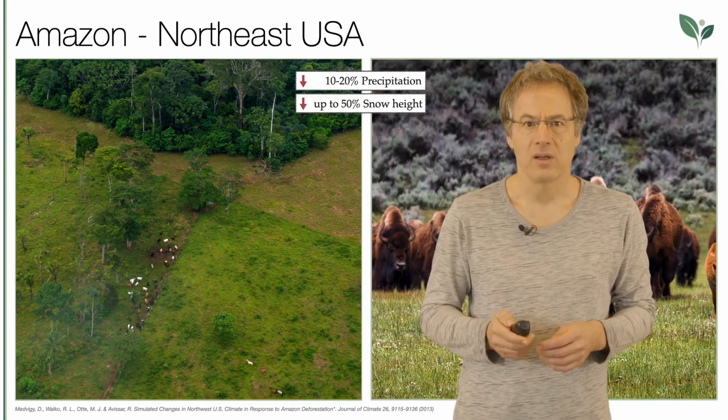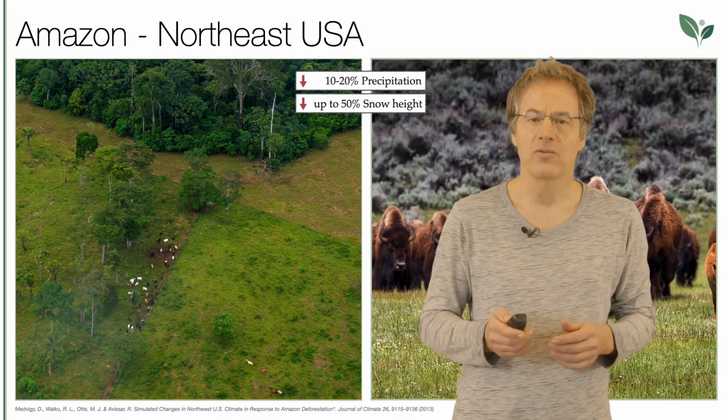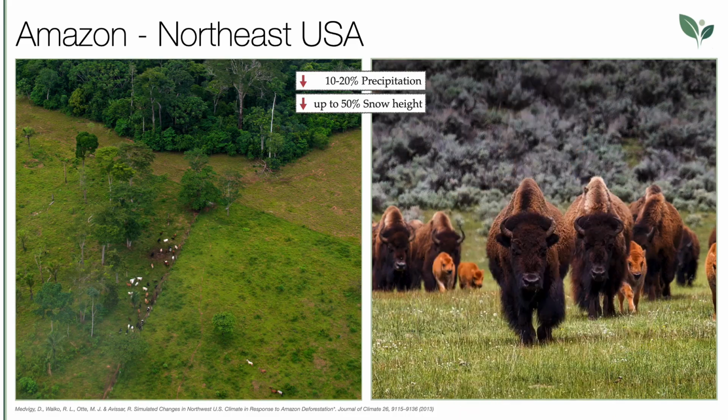Sometimes it is amazing how far-reaching the consequences of land use changes can be. Here is an example of such long-distance effects, or so-called teleconnections, between the Amazon and the northwest of the USA. Deforestation in the Amazon resulted in a 10 to 20% decrease in precipitation in the coastal areas of the northwestern US and the Sierra Nevada. Snow depth in the Sierra Nevada has decreased by up to 50%. Very amazing how far-reaching these long-distance effects can be.